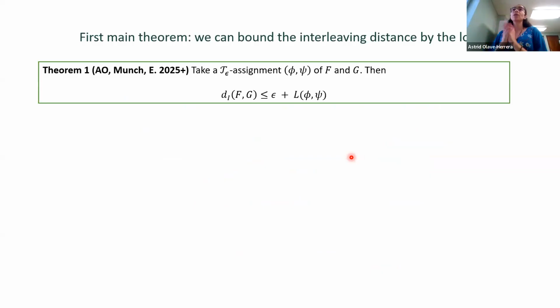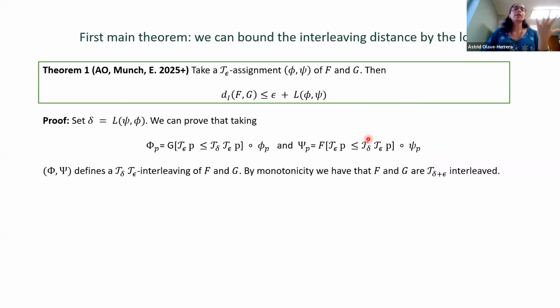So our first main theorem is that we can bound the interleaving distance by this loss. To be specific, you can take a T epsilon assignment, and then the interleaving distance between these two modules is going to be bounded by epsilon plus the loss. And the proof is kind of simple. If you set the loss to be delta, you can just take your assignment and shift it by delta, so the big C and the big phi. And there are going to be actually a T delta T epsilon interleaving of F and G. And by the properties of the flow, there is a T delta plus epsilon interleaving. Therefore, the interleaving distance is smaller than delta plus epsilon, which is exactly the result here.